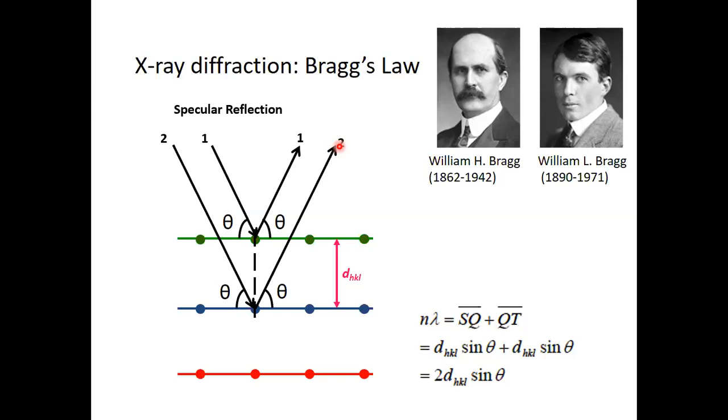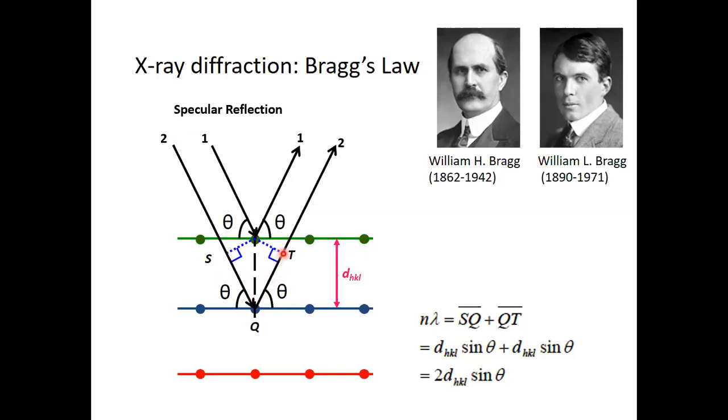All right, so let us determine how these two X-rays interfere by looking more closely at how much longer X-ray number 2 travels in comparison to X-ray number 1. We can say that in comparison to X-ray number 1, X-ray number 2 travels the path SQ, this path here, plus the distance between this point Q and this point T.